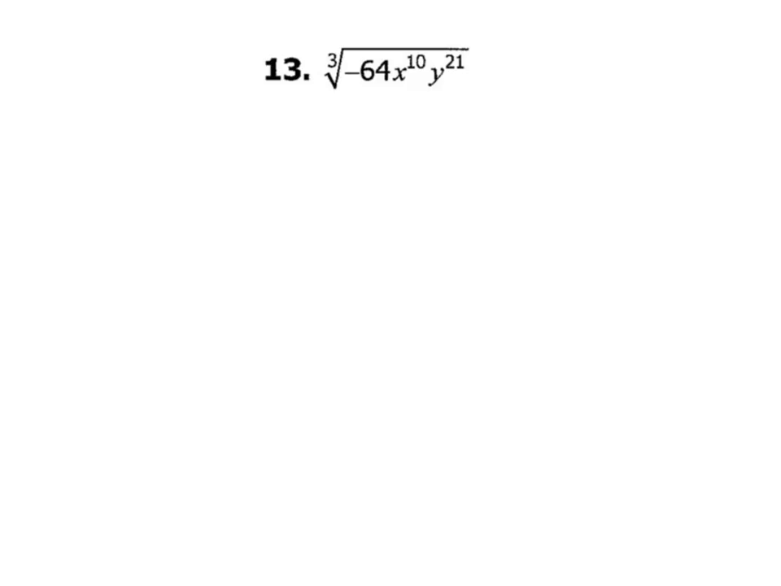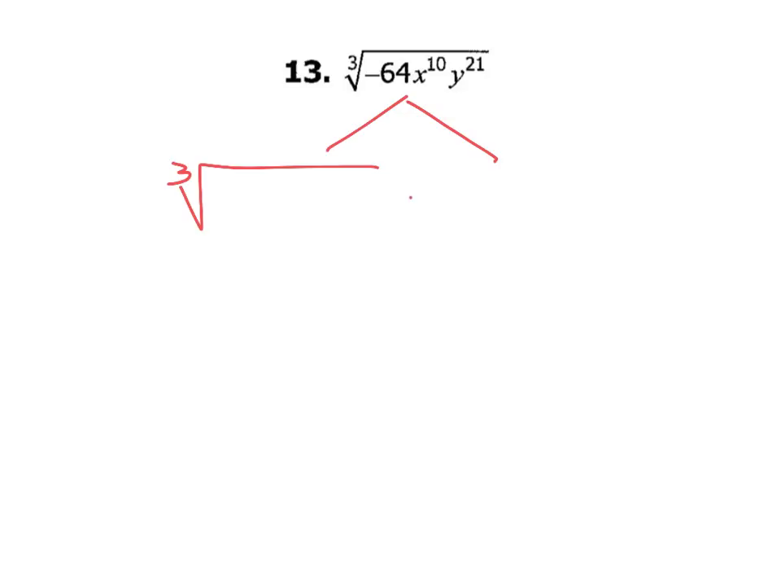All right, number 13. Now here, we know the cube root of 64 is 4. So what we want to do is break this down into what we can take the cube root of and what we can't take the cube root of. So we can take the cube root of negative 64, which is negative 4. Now we've got x to the 10th. 10 is not a multiple of 3, but 9 is. So let's say x to the 9th, and we've got 1x left over. So we can't take the cube root of that.